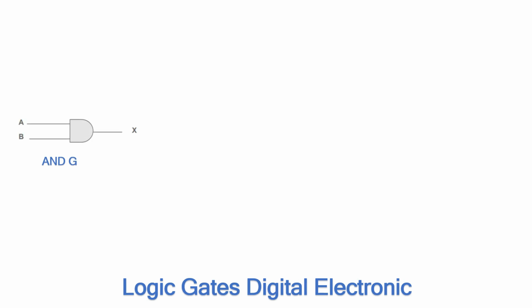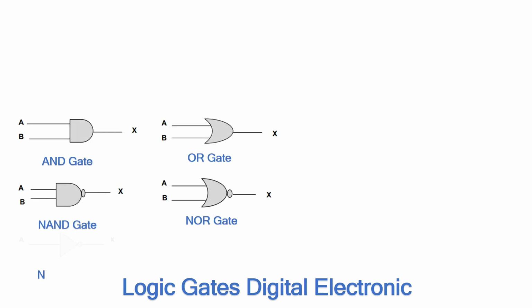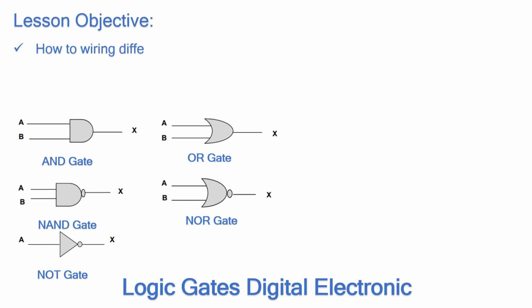Hello everyone, in this lesson we will practically learn varieties of logic gates in digital electronics. We already know that there are plenty of logic gates, which are AND gate, OR gate, NAND gate, NOR gate, NOT gate and many more. So today, we will focus on two objectives: one, how to wire different types of gates, and two, how each logic gate works by recording the output result in the truth table.